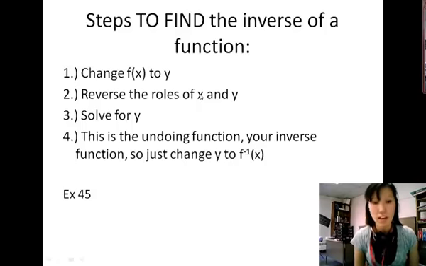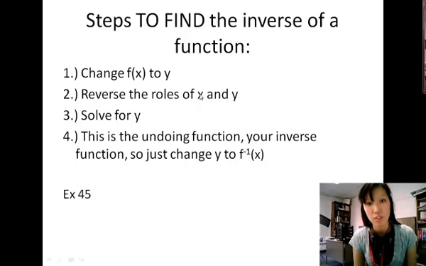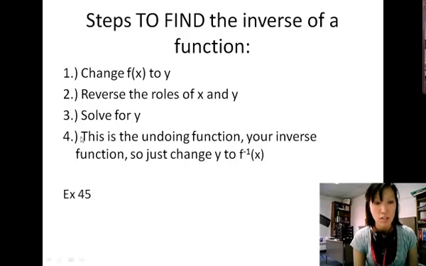So with that in mind, now that you know what you need to have in order to find an inverse function, these are the steps to find the inverse function. So please do write these down. I'll do number 45 with you. We'll follow these steps.